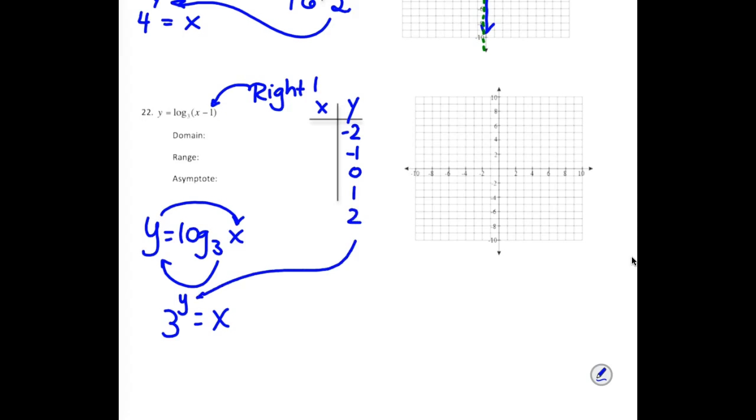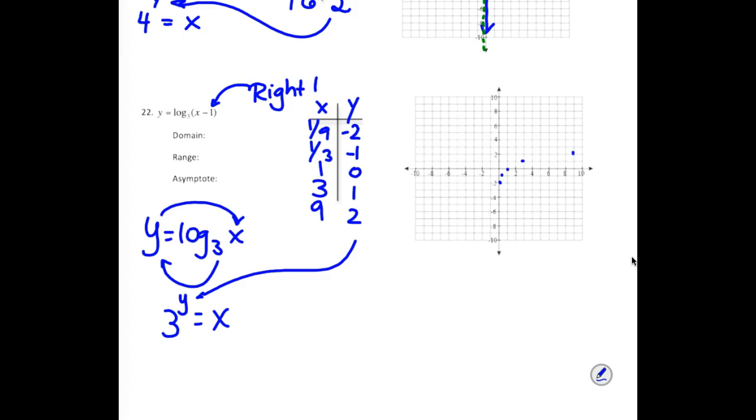And I'm going to dump those in for my y here. So 3 to the second power is 9. 3 to the first power is 3. 3 to the 0 is 1. 3 to the negative 1 is 1/3. And 3 to the negative 2 is 1/9. So again, plotting those points. Over 1/9 down 2. Over 1/3 down 1. 1, 0. 3, 1. And 9, 2.